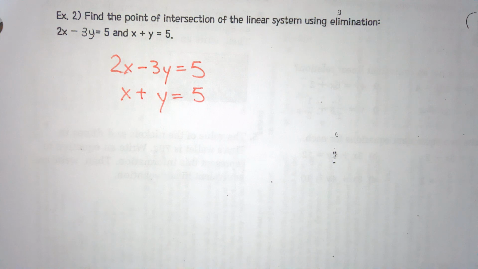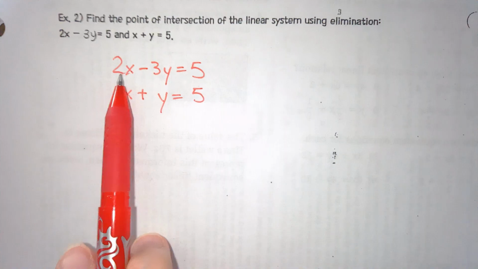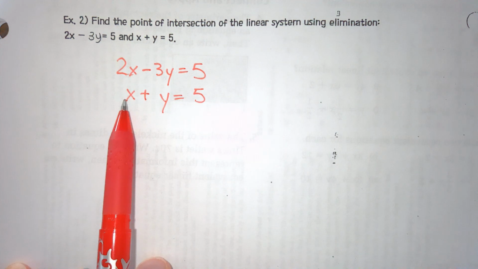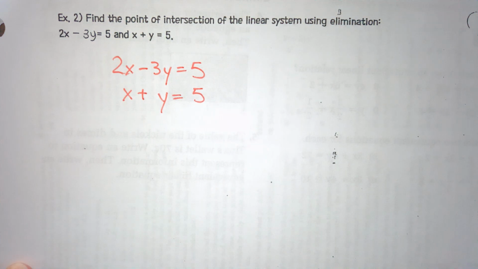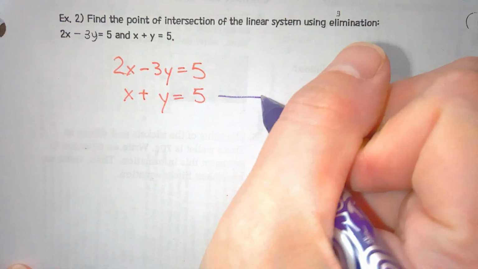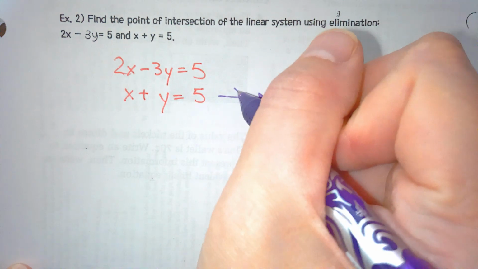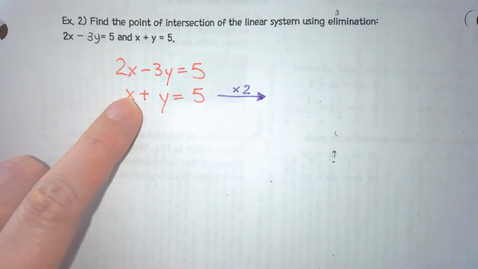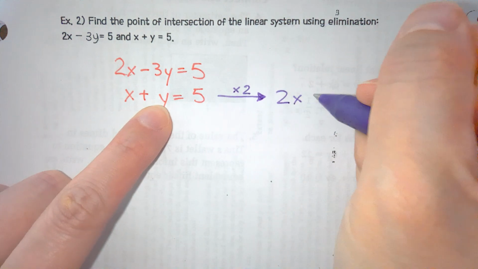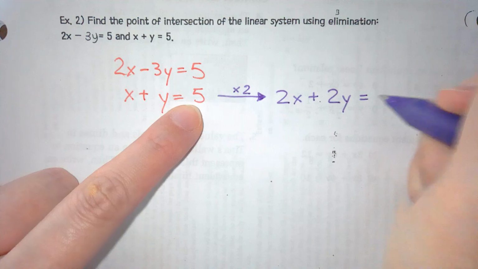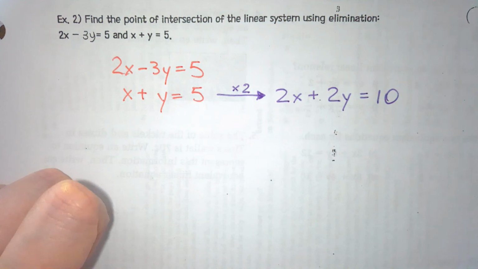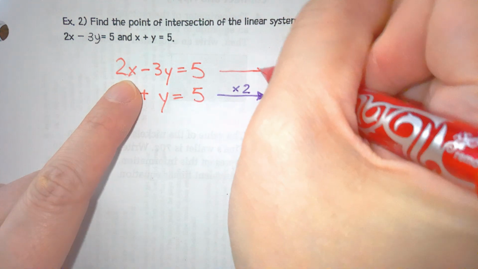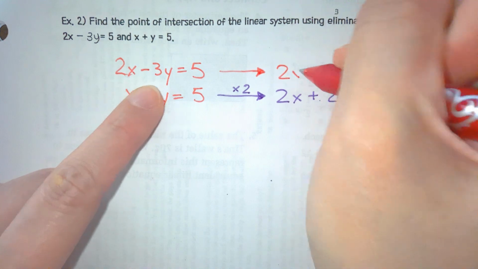The first step, choose a letter to get rid of. Gavin? X. Okay. Second step, I have to make the coefficient the same. So my coefficient here is 2. My coefficient here is 1. Are they the same? No. So what do I do? Excellent. I can times the whole equation by 2 so that I get 2x plus 2y equals 10. This one, I don't have to do anything, so I just carry it over.